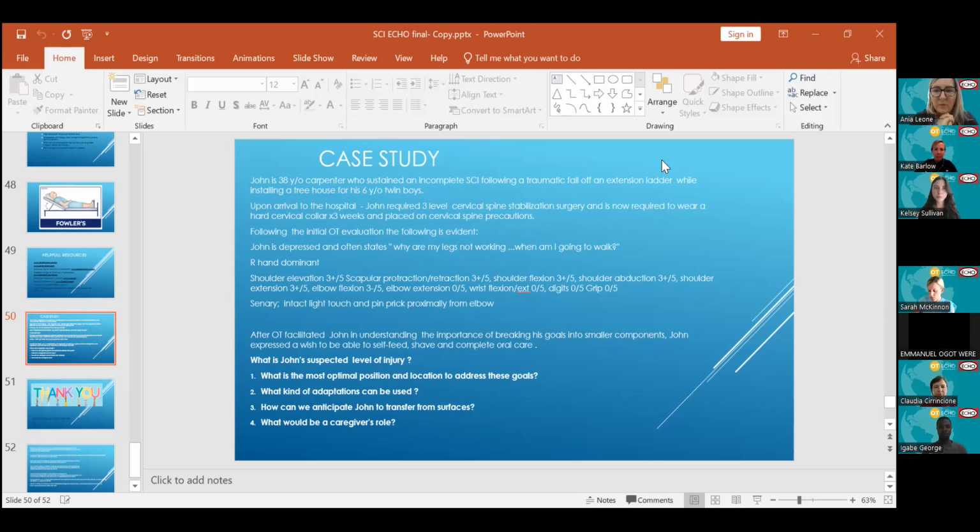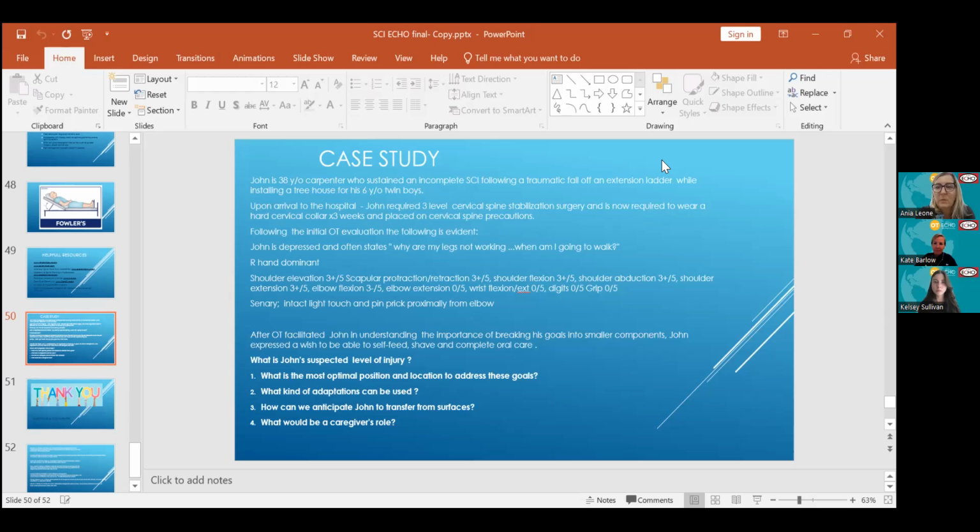The case that we're going to try to discuss and see how we can unfold it, how we can think of clinical reasoning here, is John, our 38-year-old carpenter who sustained an incomplete spinal cord injury following a traumatic fall off an extension ladder while installing a treehouse for his 6-year-old twin boys. By the way, this is an actual situation. The names are changed, but this situation has happened.